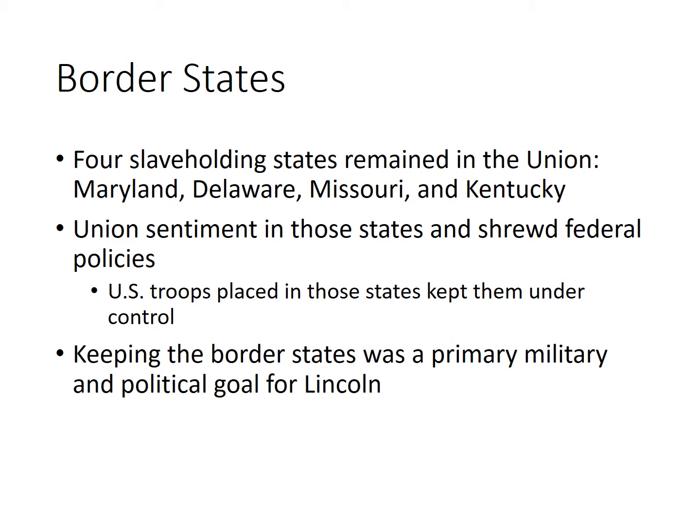So 4 slaveholding states remained in the Union: Maryland, Delaware, Missouri, and Kentucky. There was Union sentiment in these states, and there was shrewd federal policy to help keep the border states in the Union. U.S. troops were placed in those states to help keep them under control, and keeping the border states was a primary military and political goal for Lincoln, because if the border states joined the Confederacy, then the Confederate population would increase by more than 50% and would have severely weakened the North's strategic position for conducting the war. So Lincoln was very, very worried about losing the border states.